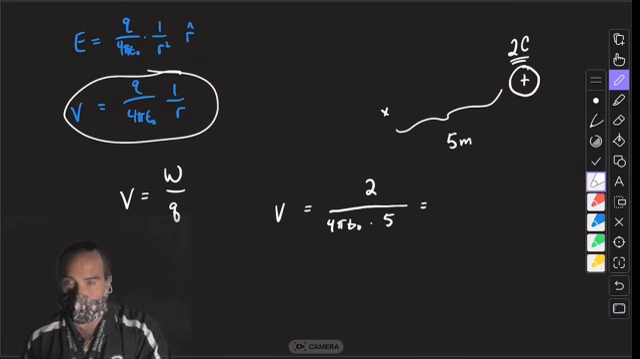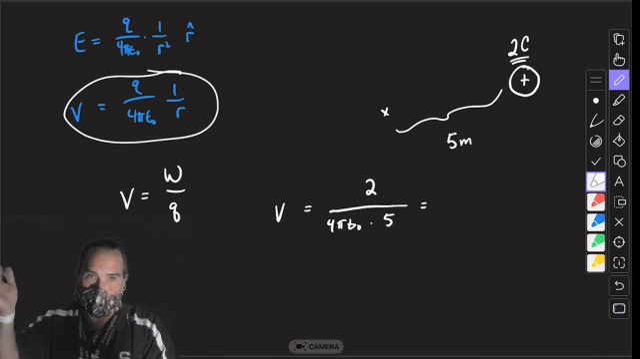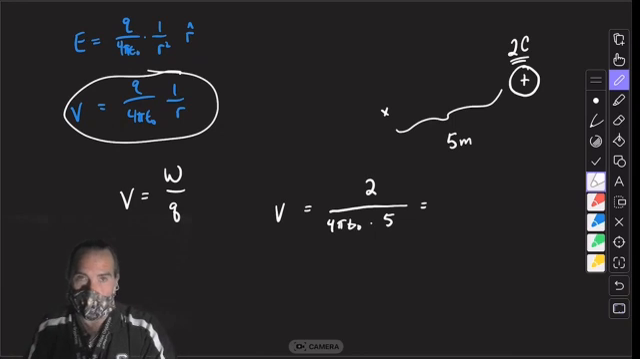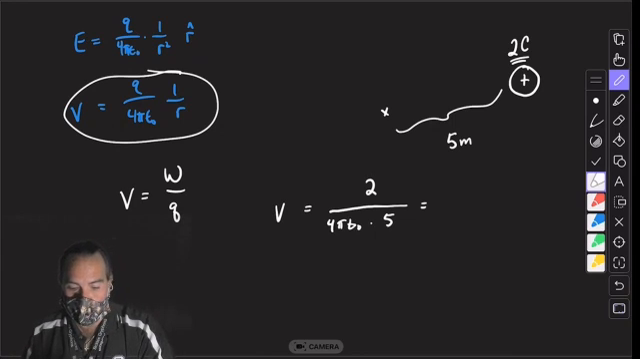Do me a favor, give me a number for this. It's big, really big. So if you don't remember all the things, it's 2 divided by 4 times 3.14 times 8.85 times 10 to the negative 12 times 5. So just give me 2 decimal places and times 10 to the. You got it? Yeah, then I'll wait patiently. 3.60 times 10 to the 12.